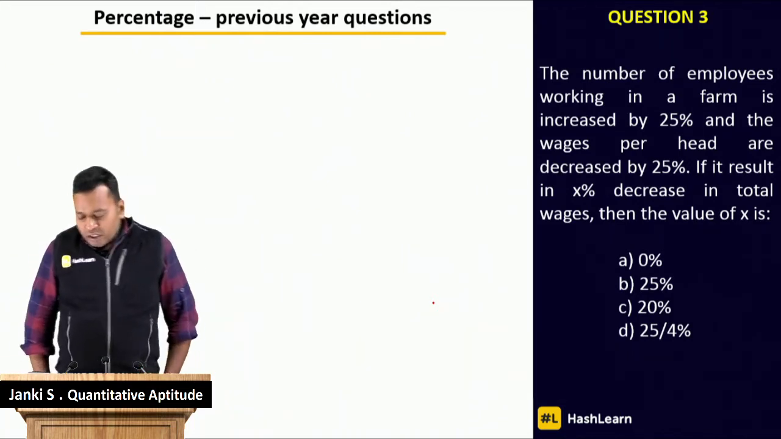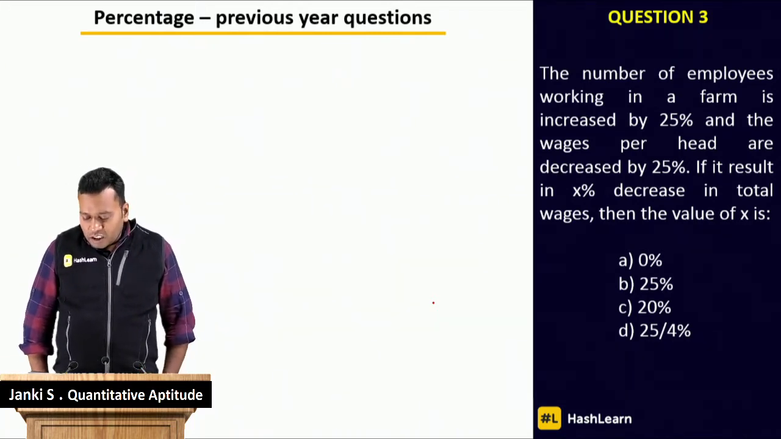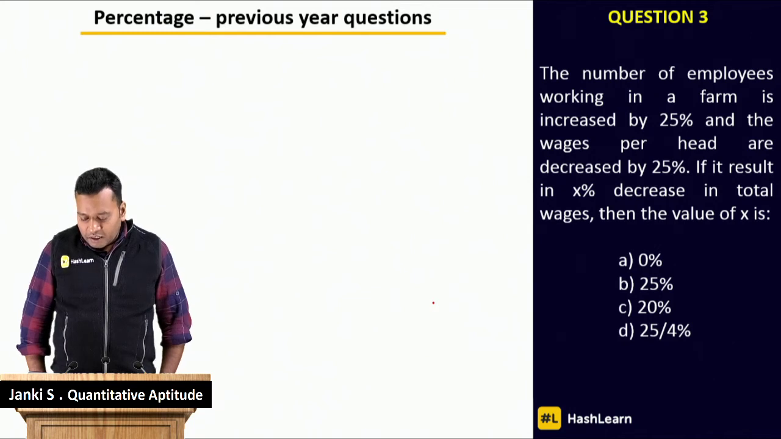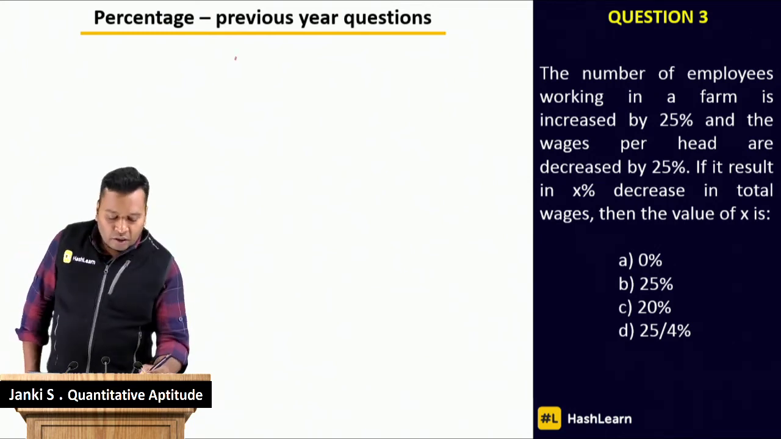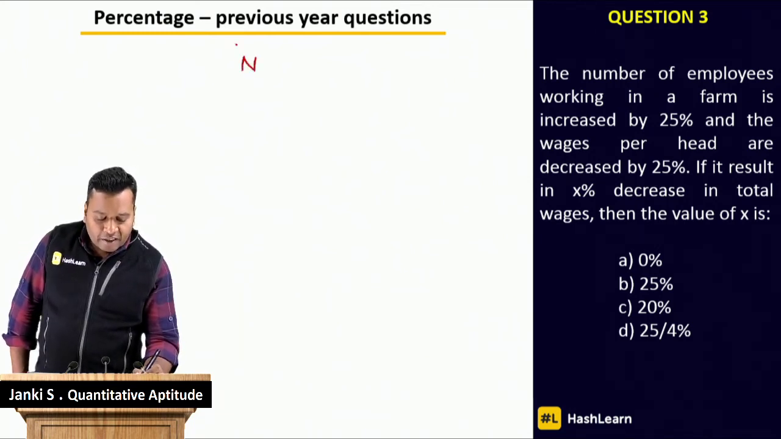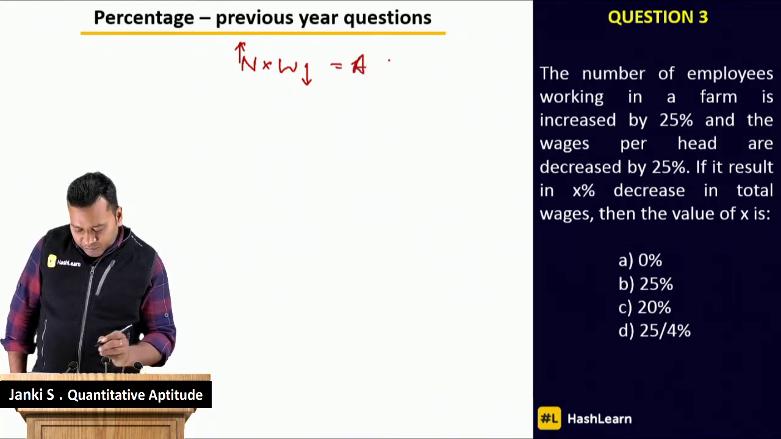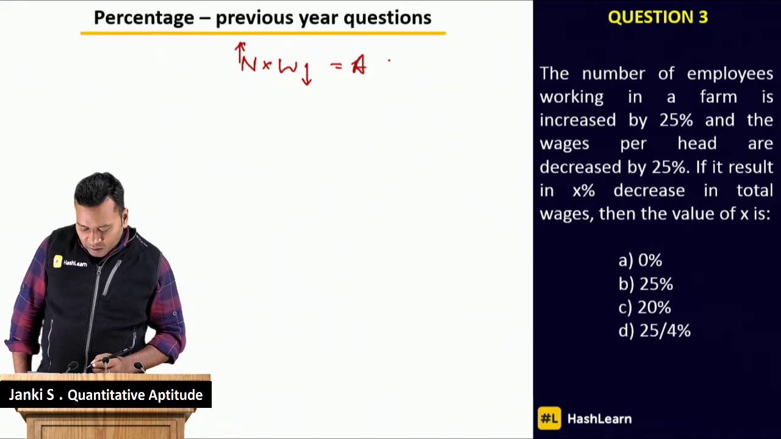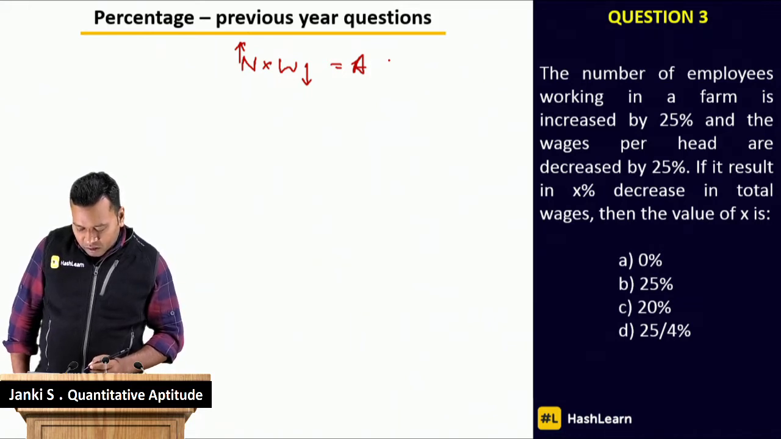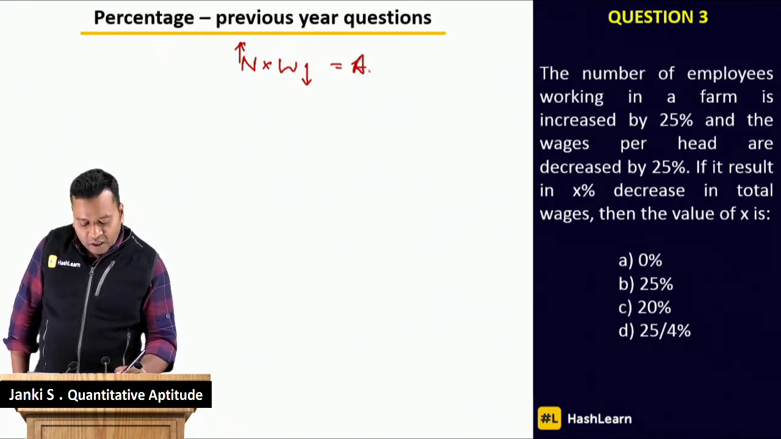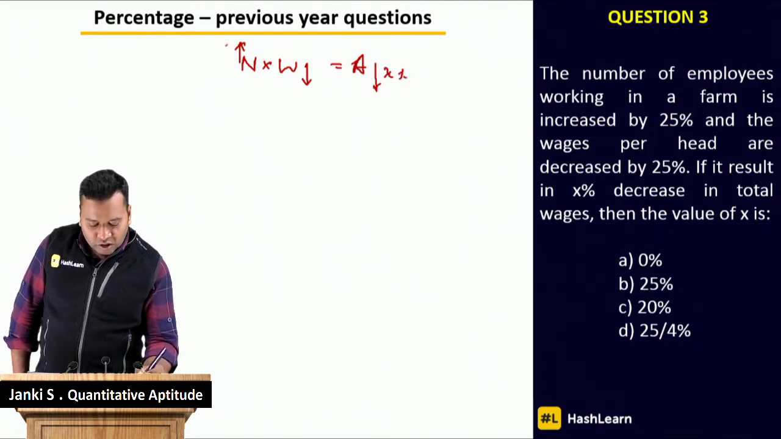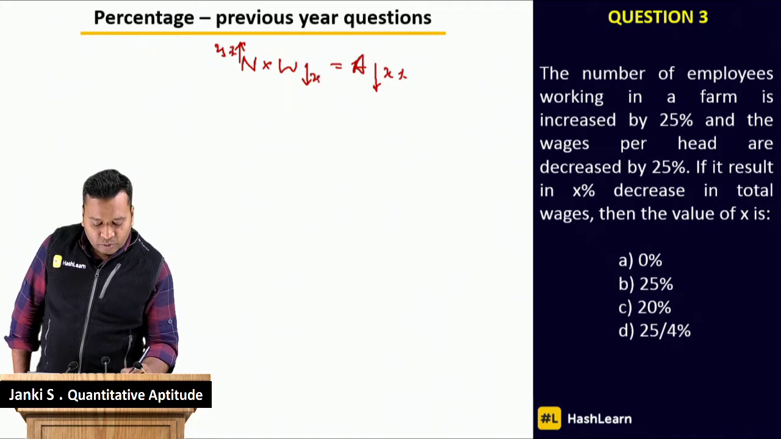Right, the number of employees working in the farm is increased by 25% and the wages per head are decreased by 25%. So number of people are increased, at the same time the wage is decreased by 25%. So successive change हो रहा है. That is the overall amount I am paying, right? Then the value of x, the result is x% decrease. So there is a change of x% in this case, right?